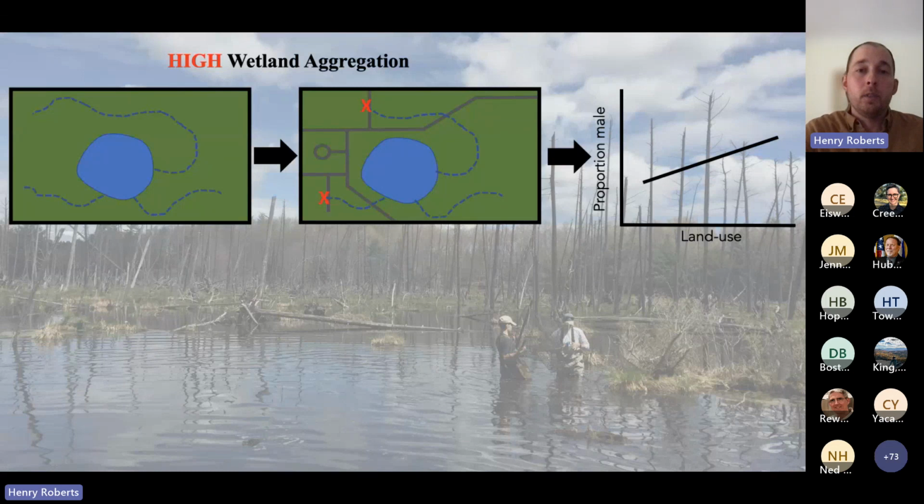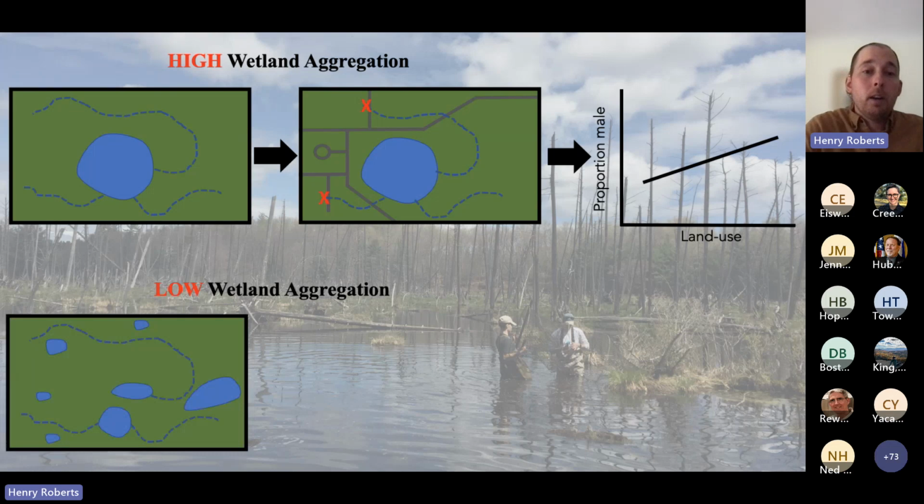So it's possible that this predicted pattern does occur, but primarily in high wetland aggregation contexts. So as land use intensity increases, the proportion of males increases because females are more vulnerable and males have very little reason to leave that wetland. However, at low wetland aggregations, we have the need to nest, and we also have the need to move between wetlands, as I already described.